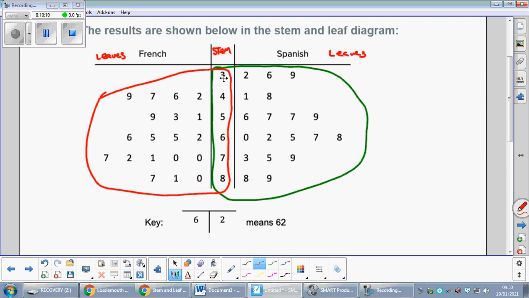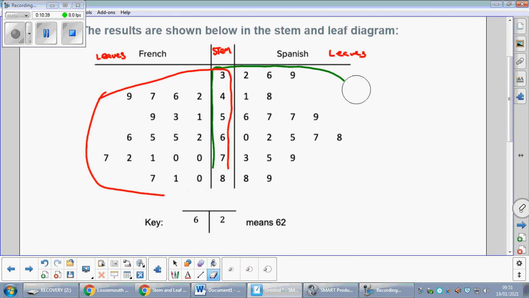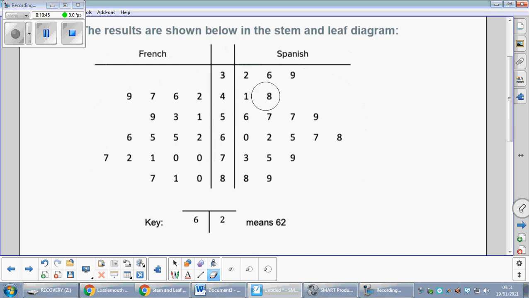For the French, nobody's got in the 30s. We've got 42, 46, 47, 49, 51, 53, 59, 62, 65, 65, 66, 70, 70, 71, 72, 77, 80, 81, and 87. So that's what you call a back-to-back stem and leaf. It's a matter of keeping it quite neat.